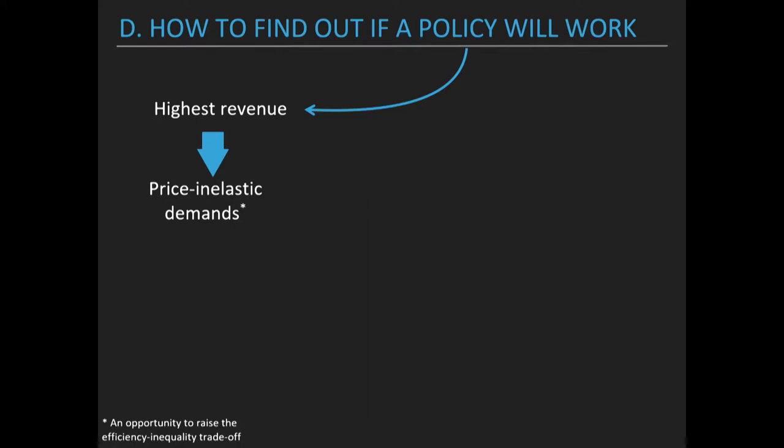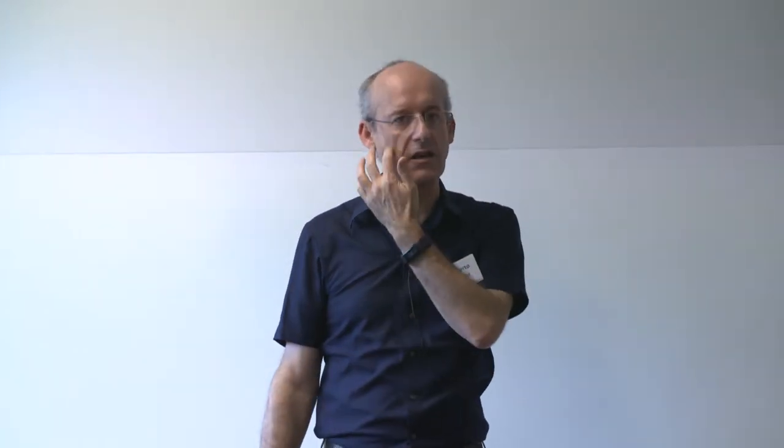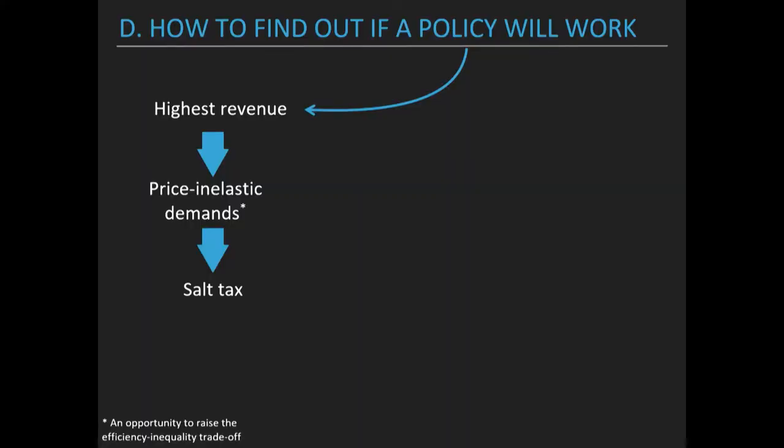price inelastic demands. And I think this is a good opportunity to raise the trade-off between efficiency and inequality. I was thinking of doing this at the end, but I'm not going to have time. I think this is one of the issues that could receive more emphasis in this chapter, okay? The classical example is a salt tax, where we have a very inelastic demand, and it's an easy way to get revenue.